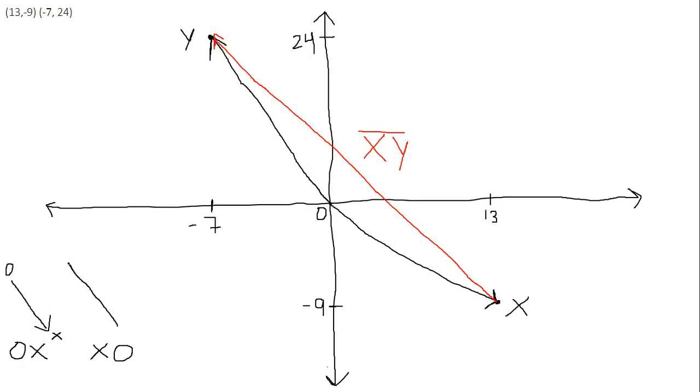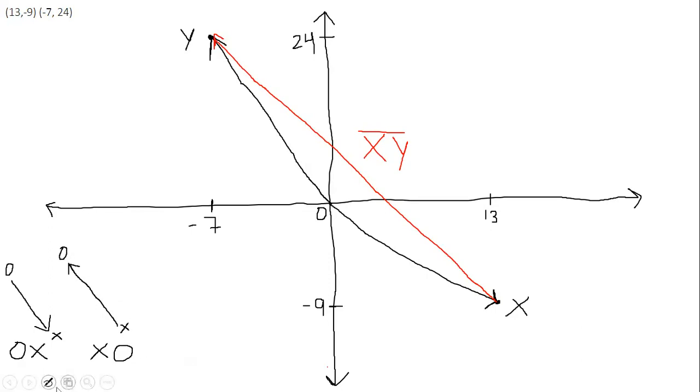Same magnitude, right? Same size, right? But we're just starting and ending at different points. So we have these two vectors: OX, which starts at O and ends at X, and the vector XO, which starts at X and ends at O.